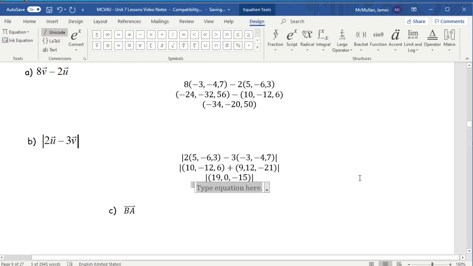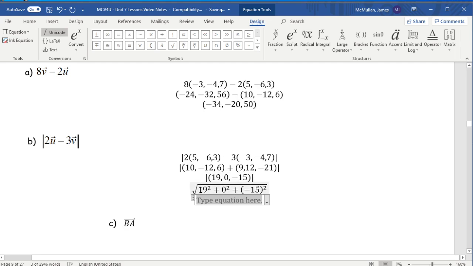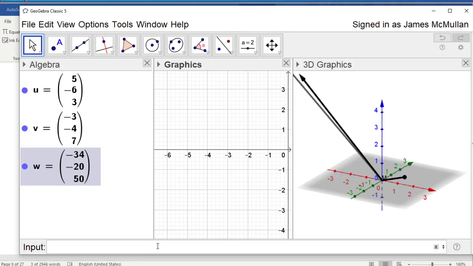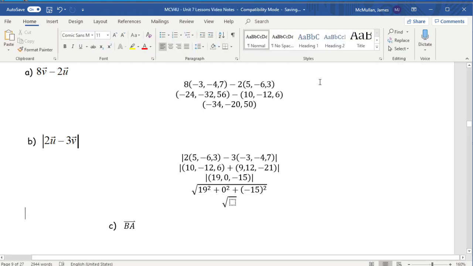How do I get the magnitude of a vector like that? I remember that the magnitude of any vector is equal to the square root of each component squared and added together. So I'm just going to find the square root of 19 squared plus 15 squared. Get 586. Take the square root of 586, whatever, 24.21. Let's just leave the answer. It's a better habit to just leave the answer like this. So square root of 586.